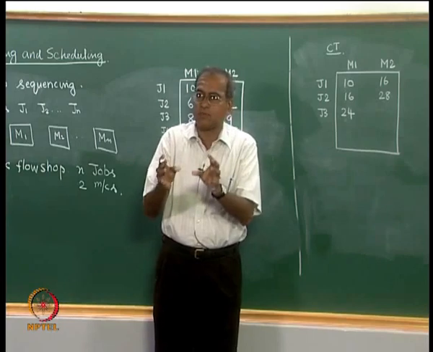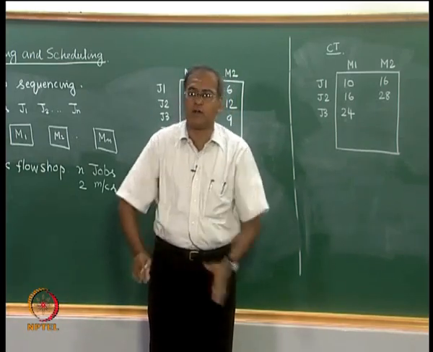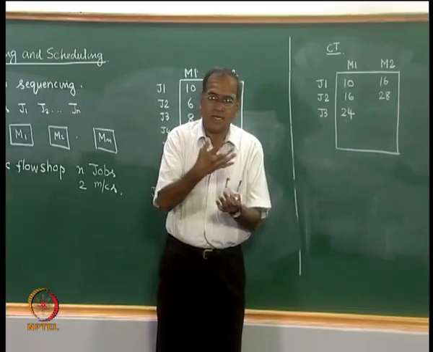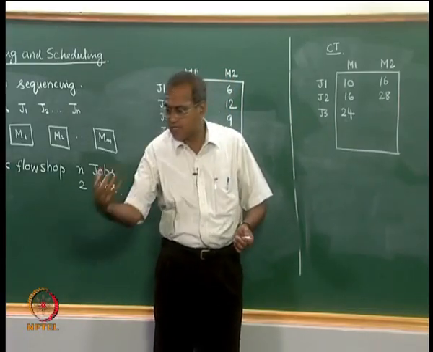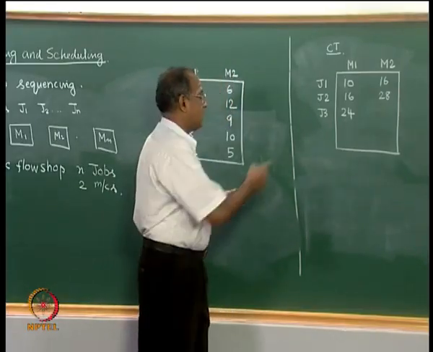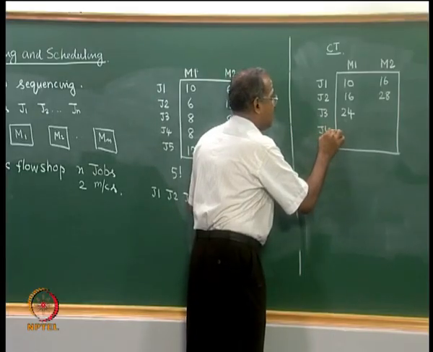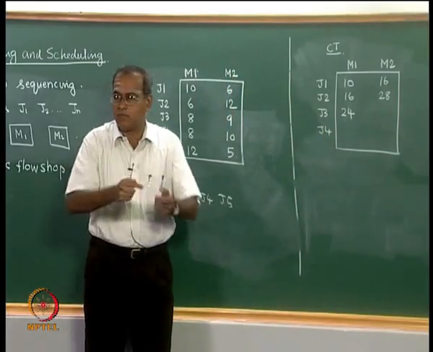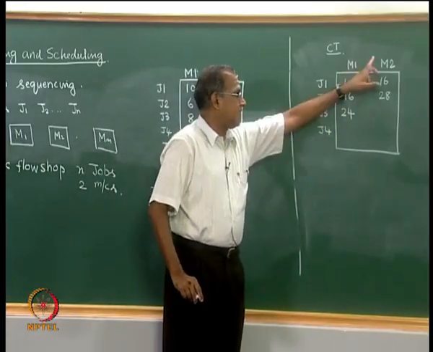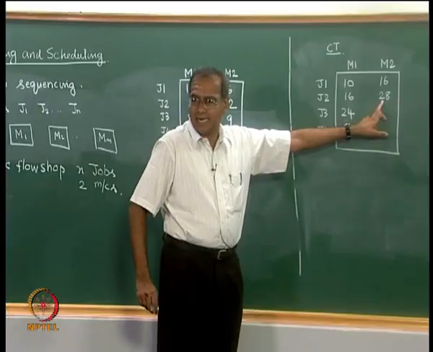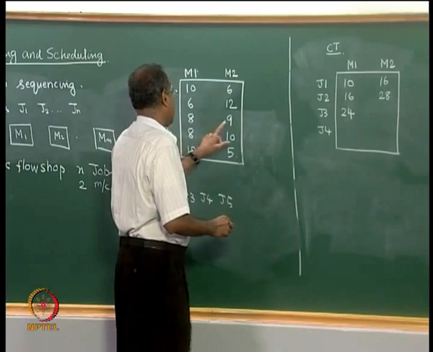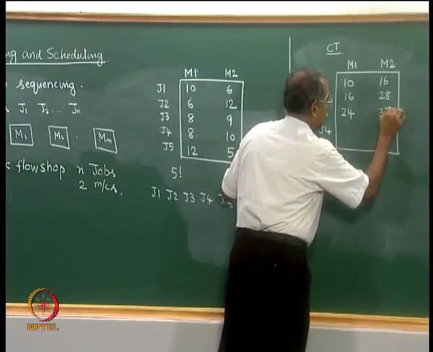Right now we assume that there is enough space and buffer between M1 and M2, so that the person who is working can take J3 out of M1, keep it in the buffer space and then take up the next job. So, the next job can enter M1 at time equal to 24. But to finish this computation, we say that J3 can take M2 only at time equal to 28. So, at 28 it goes to M2. 28 plus 9 is 37.